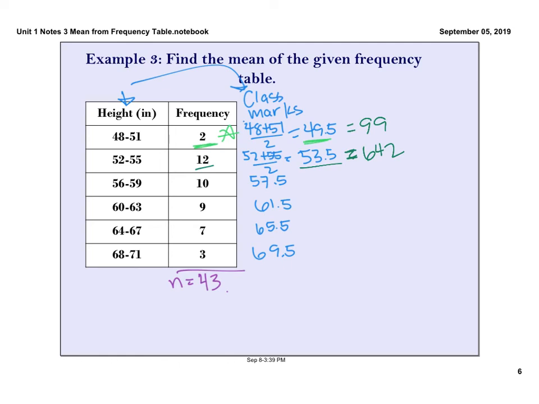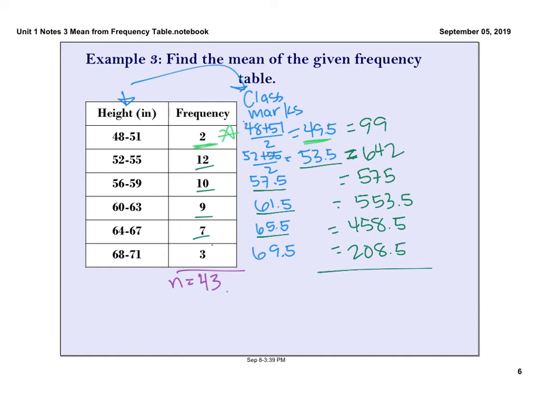10 times 57 and a half is going to give me 575. The 9, so that was 10 times 57 and a half, 9 times 61 and a half, I get 553.5. The 7 times 65 and a half gives me 458.5. And then the 3 times 69 and a half gives me the 208.5. All right, so there's all of the products I get from multiplying the frequency times the class marks.